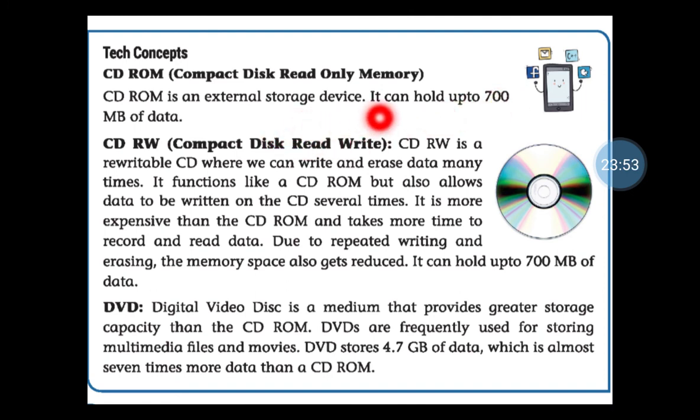So next one is CD-RW, compact disc read write. This is a rewritable CD, where we can write and erase data many times. It functions like a CD-ROM, but also allows data to be written on the CD several times. It is more expensive than CD-ROM and takes more time to record and read data. Due to repeated writing and erasing, the memory space also gets reduced. It can hold up to 700 MB of data.